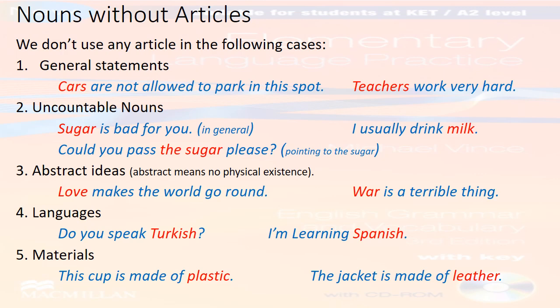The fourth case, the languages. Do you speak Turkish? I'm learning Spanish. We don't say "the Turkish" or "the Spanish". Number 5, the materials. This cup is made of plastic and the jacket is made of leather. We sometimes say "a plastic cup", but here "a" is used for the cup, not for the plastic, not for the material. So we say a plastic cup or a leather jacket. But when we talk about the material itself, we don't use any article.